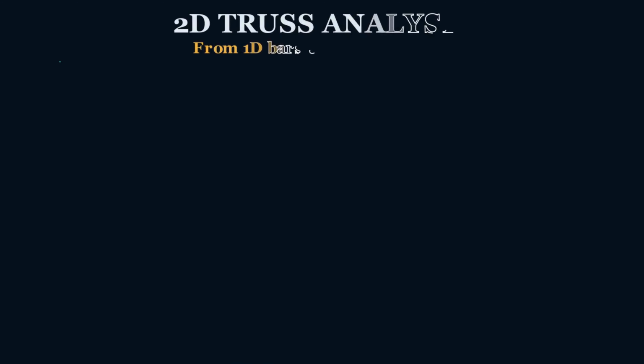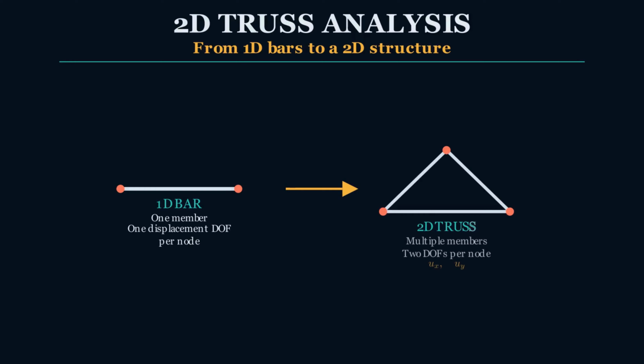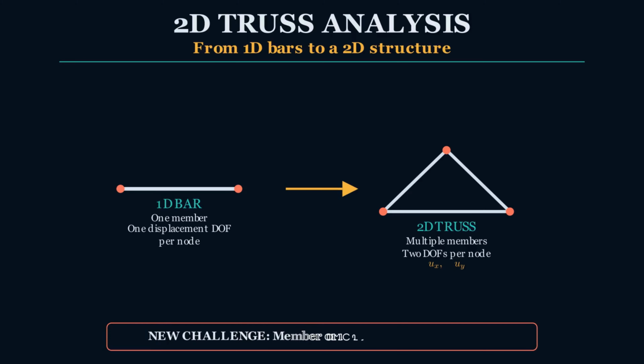In tutorials 1 and 2, we studied a simple one-dimensional bar loaded in tension. A one-dimensional bar is simple because each node has only one displacement degree of freedom. But real structures are made from several members, and those members can be oriented in different directions. In a two-dimensional truss, every node can move horizontally and vertically. Therefore, every node has 2 displacement degrees of freedom, ux and uy.